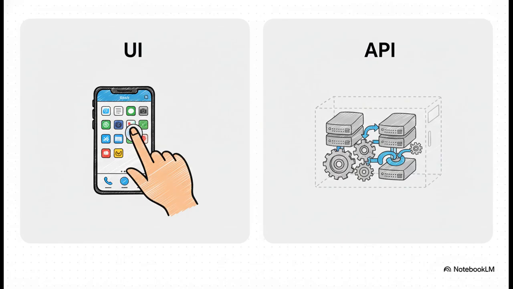This right here is a really great way to clear up some confusion. You've heard of a user interface, or a UI, right? That's for humans. It's the buttons and screens you actually see and touch. But an API, that's an interface for software to talk to other software. It's the under-the-hood magic that you never, ever see.